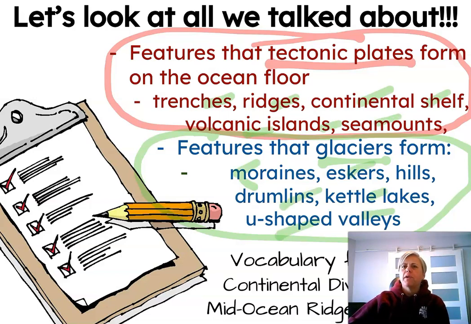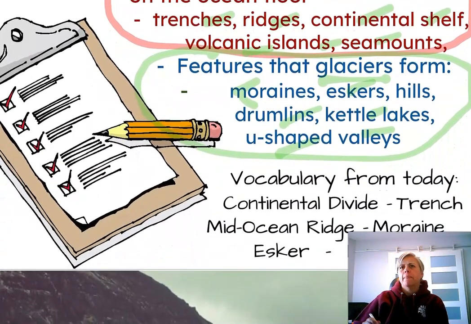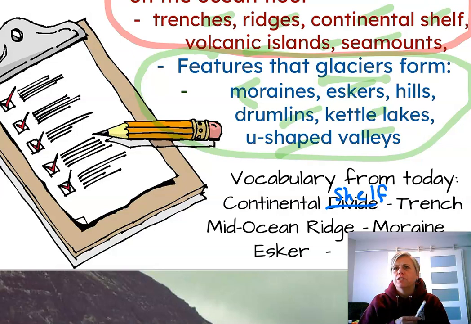All right, they're not all vocab words. We've taken some out, but your vocab words include continental divide. You know what? I think that should say continental shelf. And I will change that on the original Google slide. Divide was from last week, right? So continental shelf was new today. The trench, the ocean ridge, a moraine, an esker, and a drumlin. So three from each different force that we looked at today are your vocab.